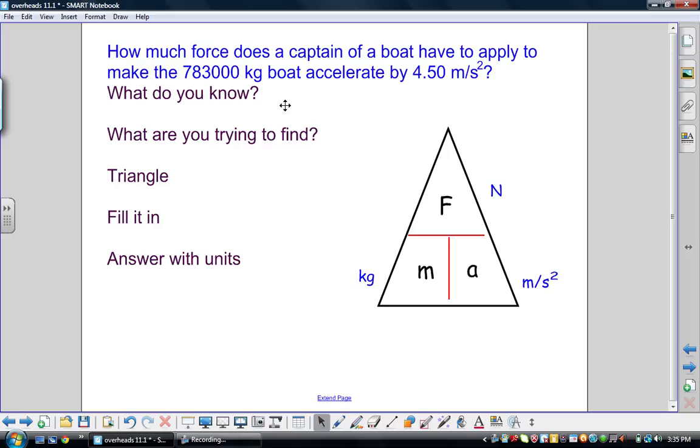You're plugging in. What do we know in this problem? We know the mass, we know the acceleration, we're trying to find the force. Students would write the triangle, fill it in, and answer it with units. We are solving for force, so our answer would be with the units of newtons.